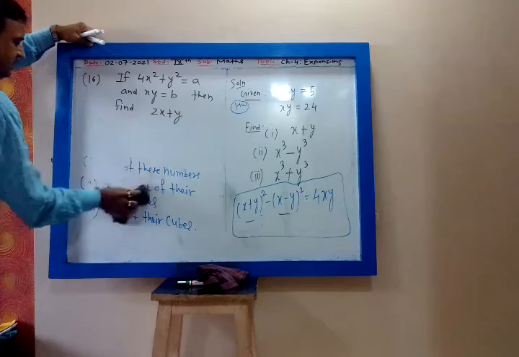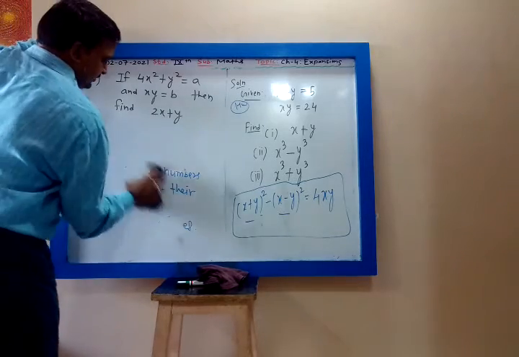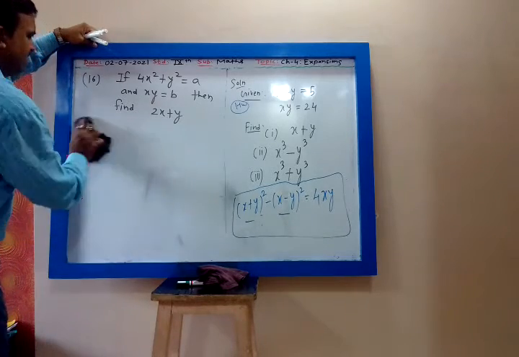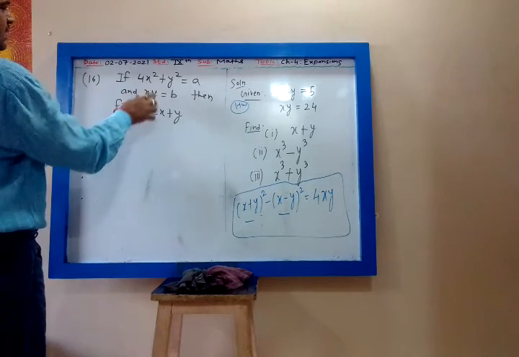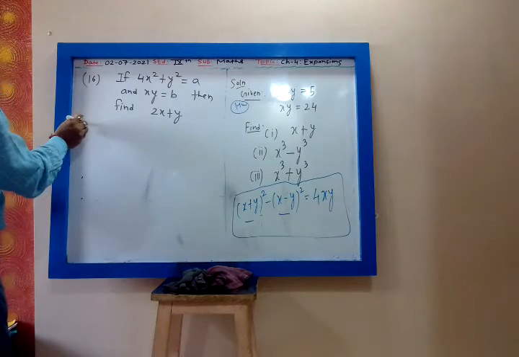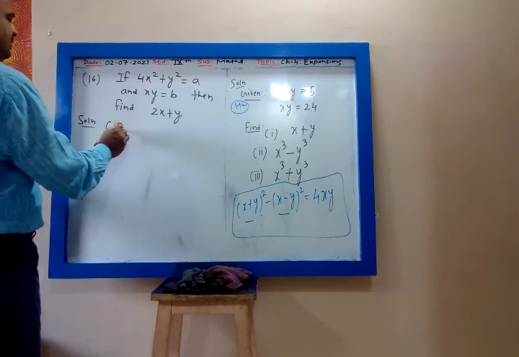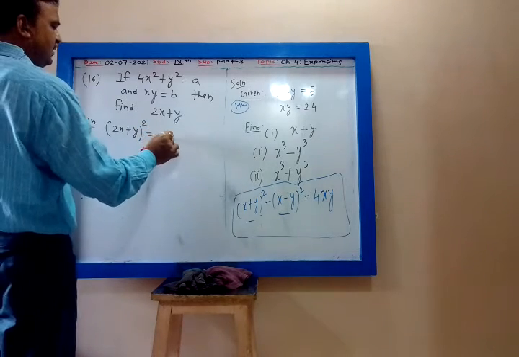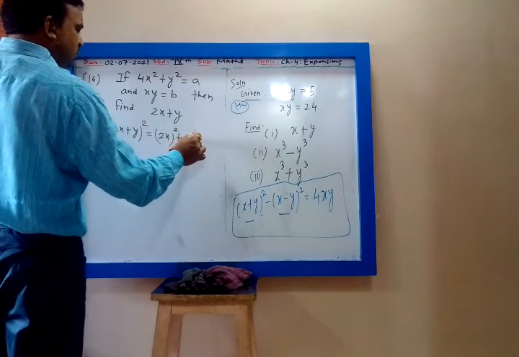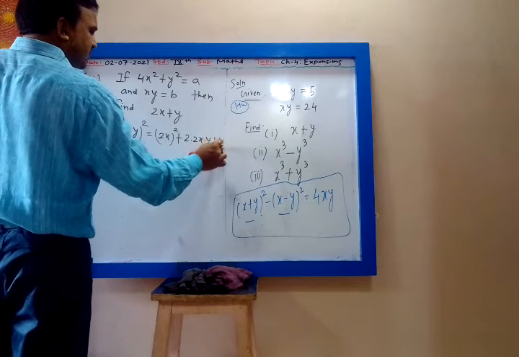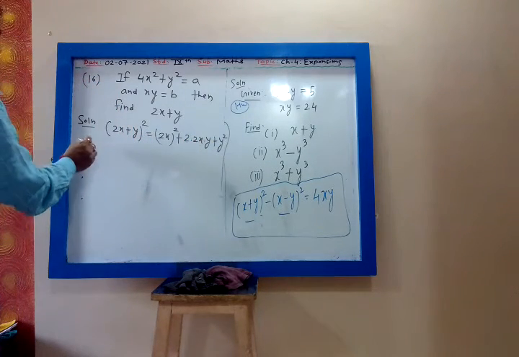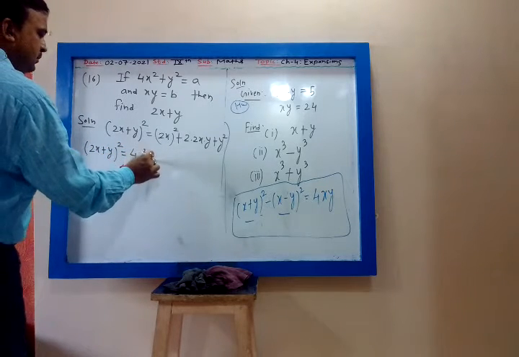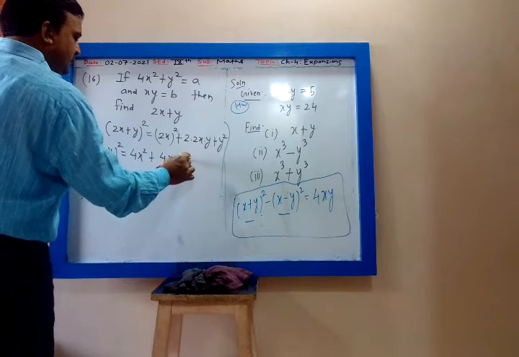How will you find the value of 2x plus y? My dear, 4x square is nothing but the square of 2x. To find 2x plus y, I will consider 2x plus y whole square. The formula is a plus b whole square equals a square plus 2ab plus b square. So 2x plus y whole square is 4x square plus 4xy plus y square.